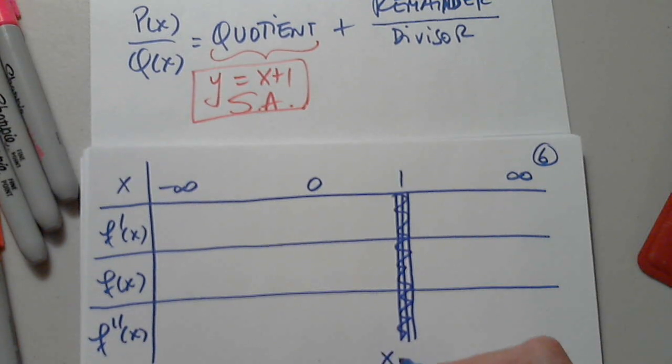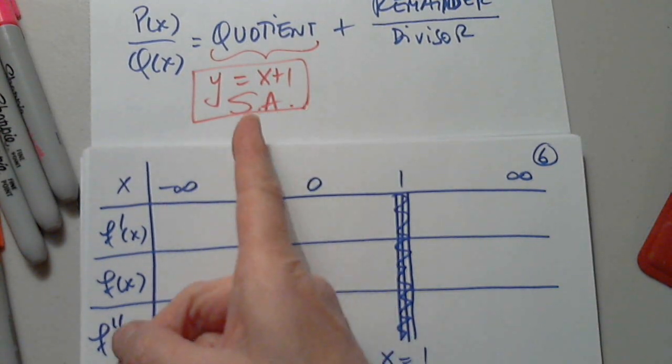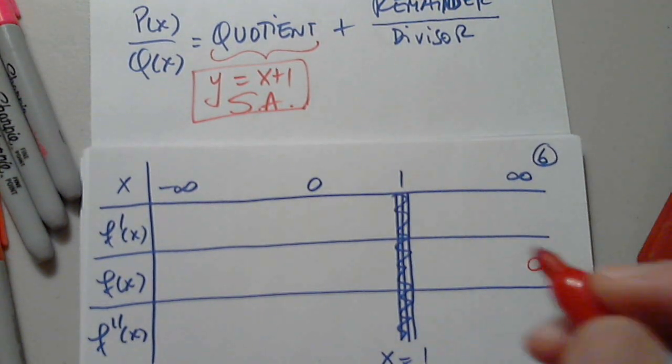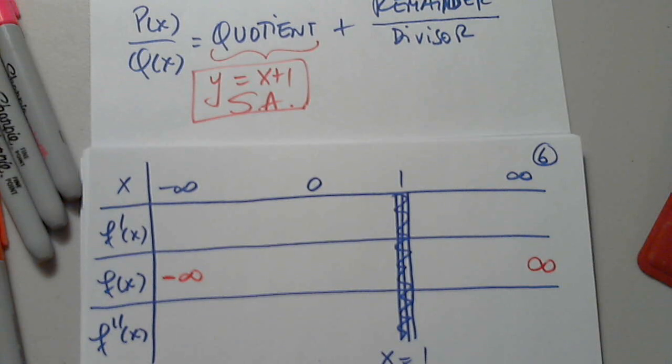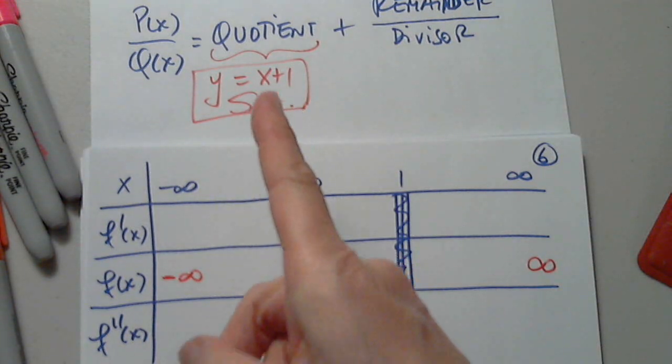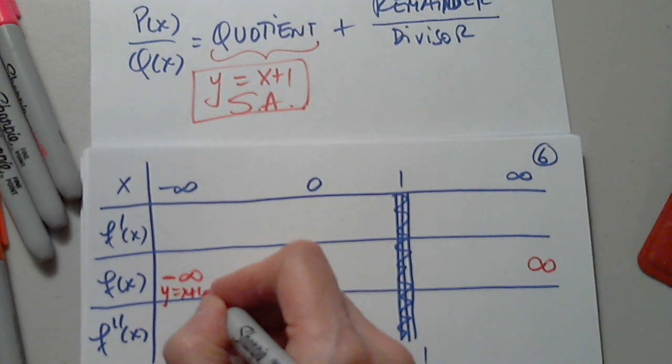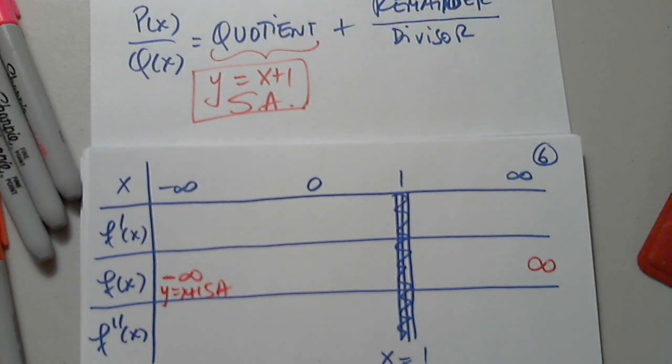Good. I already know that x equals 1 is a VA. Because I found the slant asymptote first, I don't have to calculate the limits anymore. The function must follow the slant asymptote. I'll make myself a note, y equals x plus 1, slant asymptote.